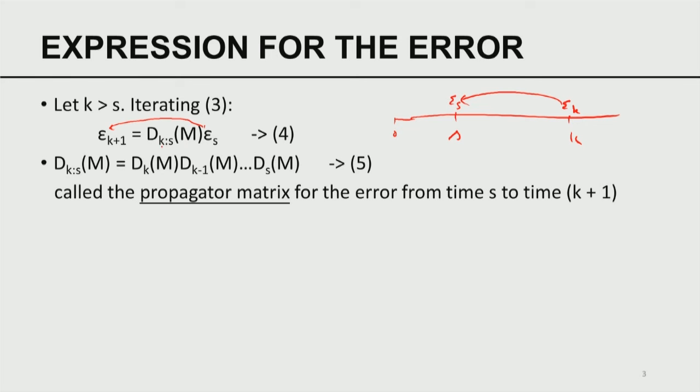D of k colon s of m is simply the product of the Jacobians evaluated along the trajectory from time s to time k. This matrix has a special name. It's called a propagator matrix. What does it do? It tries to relate the errors between two different instances in time. The propagator matrix is simply a product of the Jacobians.